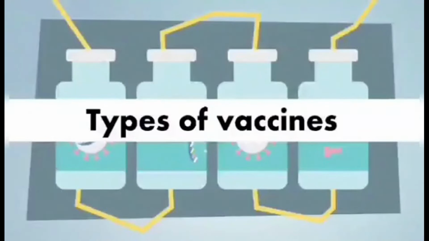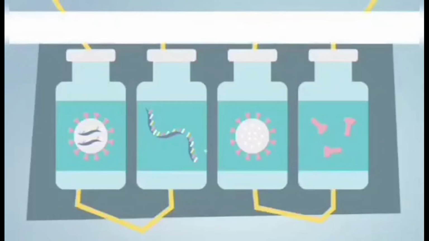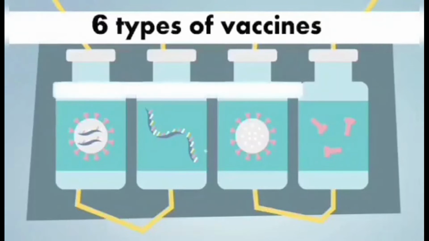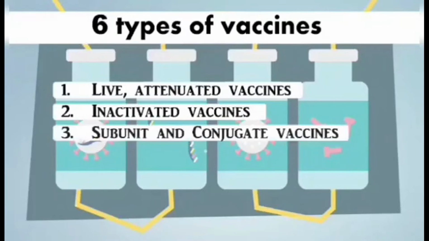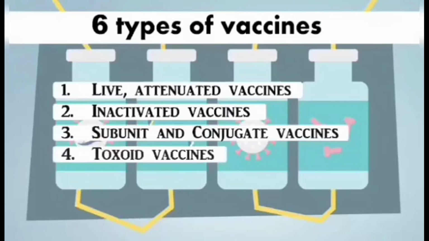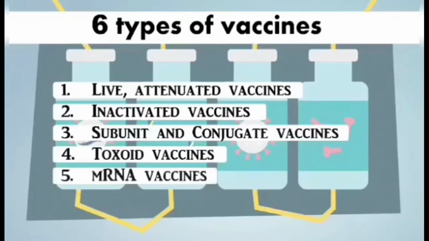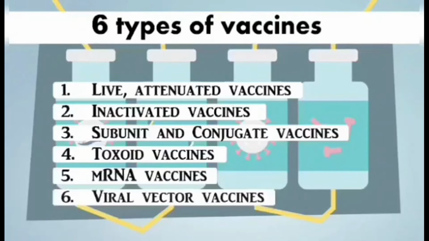What are the types of vaccines? There are a total of 6 types of vaccines that are widely known, which are live attenuated vaccines, inactivated vaccines, subunit and conjugate vaccines, toxoid vaccines, mRNA vaccines and viral vector vaccines.